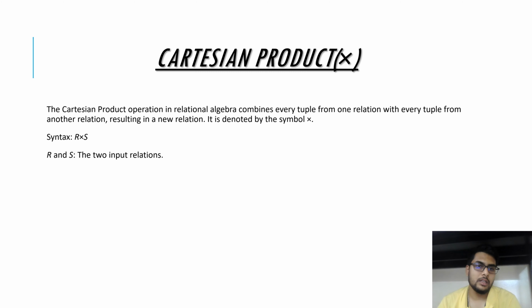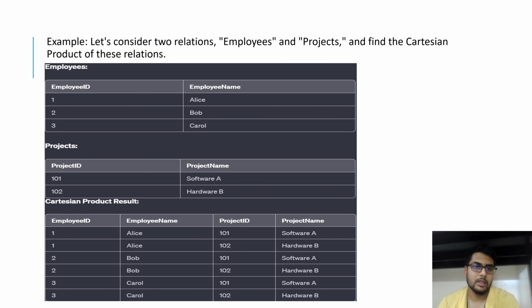Cartesian product. The Cartesian product operation in relational algebra combines every tuple from one relation with every tuple from another relation, resulting in a new relation. It is denoted by the symbol cross. Syntax: R cross S. R and S are the two input relations.